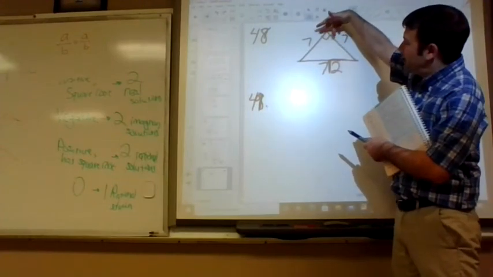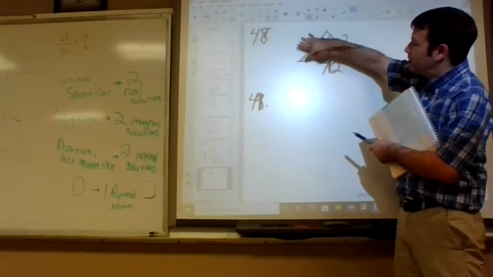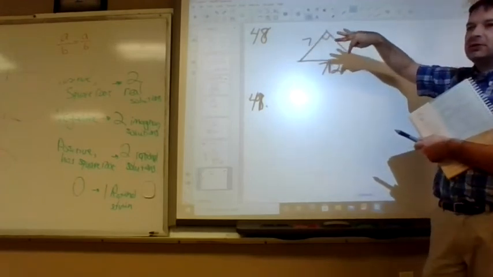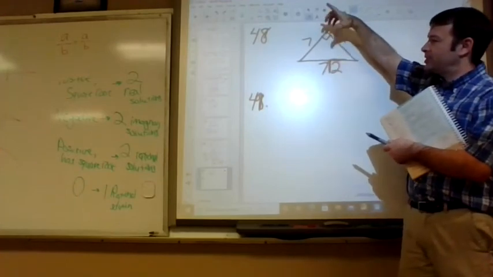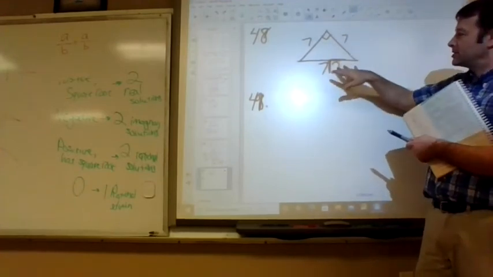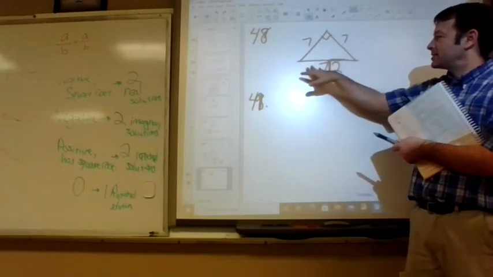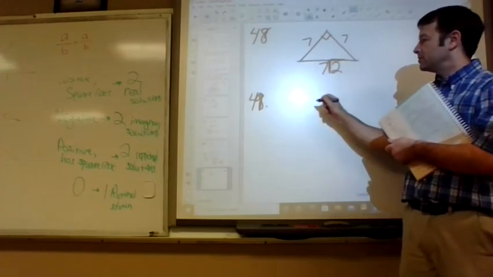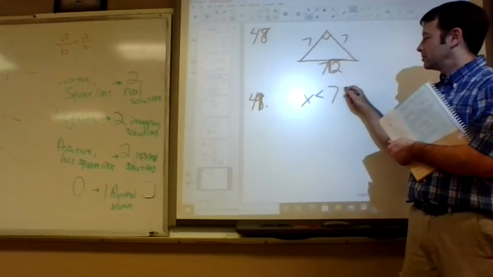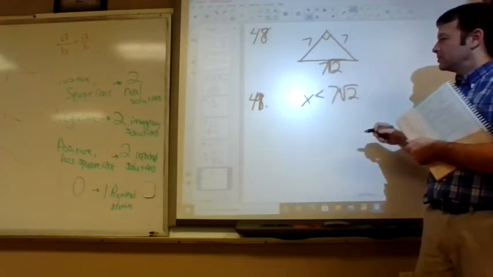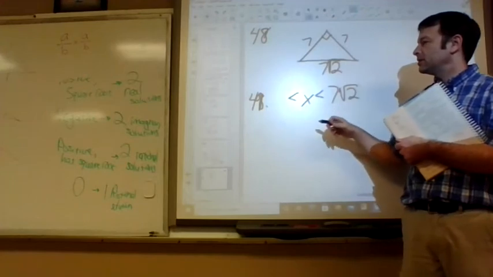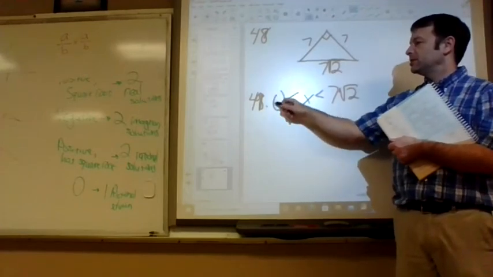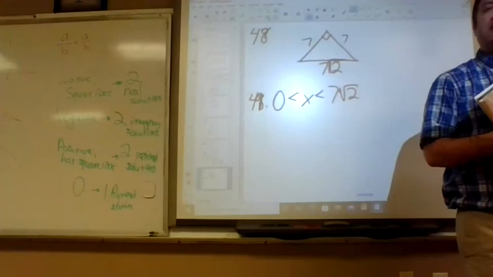Well, I'd have to make this angle less than 90, so what would happen to this side? It would shrink. It'd be less than this. If I make this angle up here a little bit smaller, the mouth closes, and this x side would have to be smaller than that. But it'd have to be bigger than what? 0, because you can't have a triangle with a side of 0. It doesn't make sense.